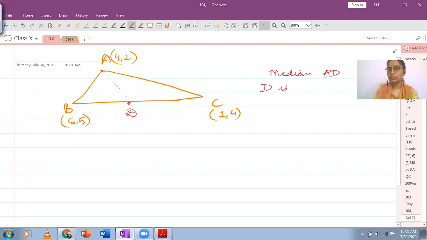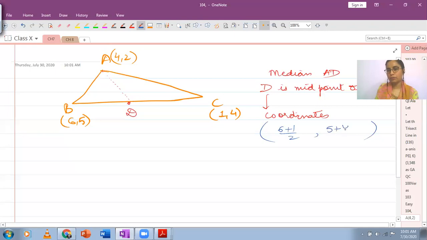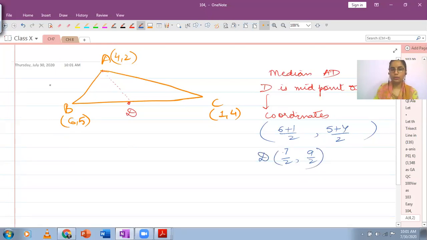So this means D is the midpoint of BC. Let's find the coordinates. This will be 6 plus 1 by 2, 5 plus 4 by 2. This will be 7 by 2, 9 by 2. These are the coordinates of D. This is the first part.